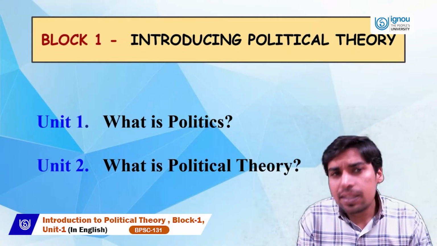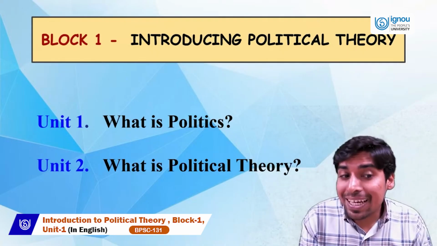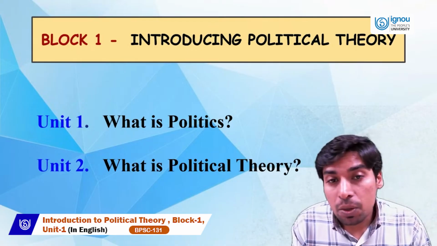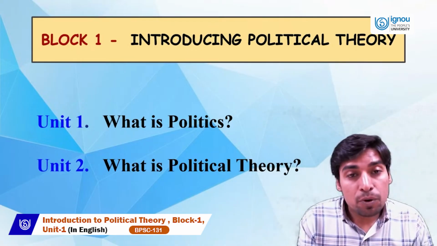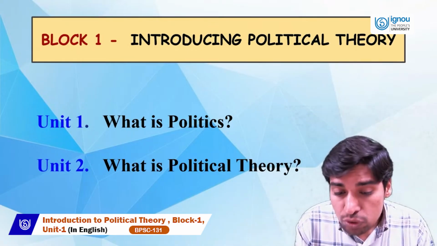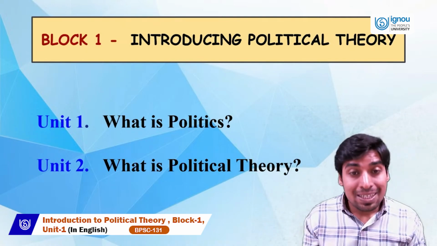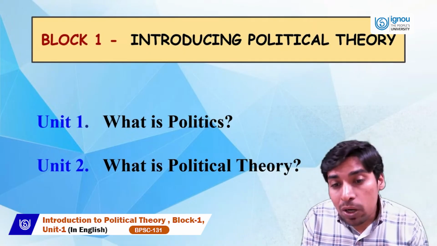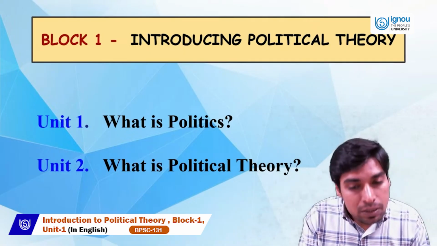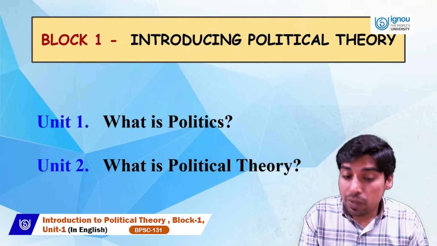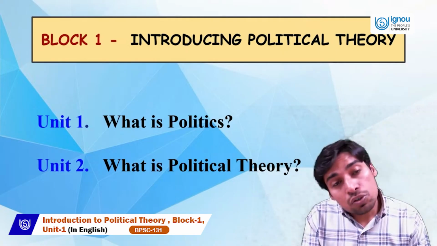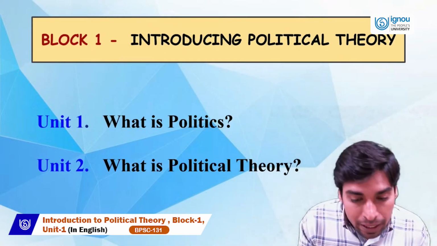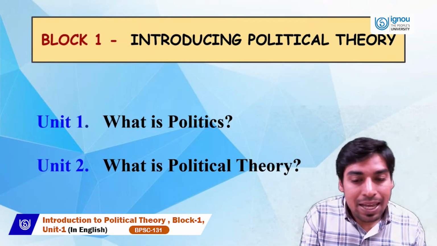After that, the major part of the second unit is approaches in political theory. First is the historical approach, second is the normative approach, third is the empirical approach, and fourth is the contemporary approach. They continue to run in political theory and put forward some major ideas. So there are four major approaches in political theory. The introduction to these we will discuss in the next class.